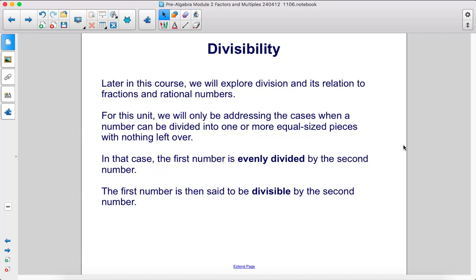Later in this course, we will explore division and its relation to fractions and rational numbers. For this unit, we will only be addressing the cases when a number can be divided into one or more equal-sized pieces with nothing left over. In that case, the first number is evenly divided by the second number. The first number is then said to be divisible by the second number.